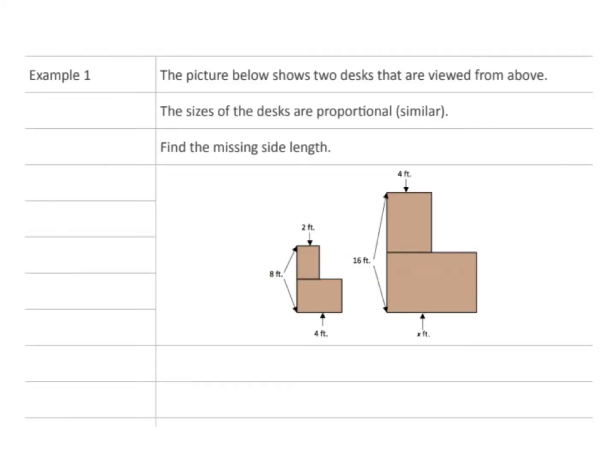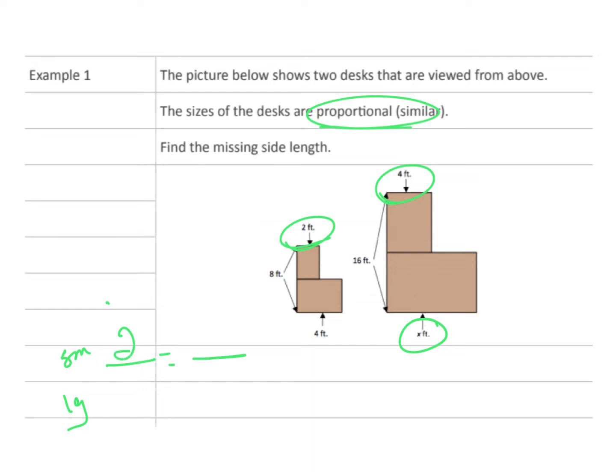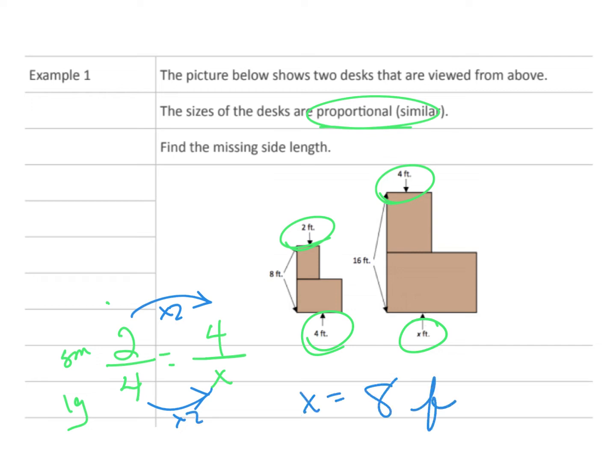Let's do some more. The picture below shows 2 desks that are viewed from above. The sizes of the desks are proportional, and everything we talk about is going to be proportional. Find the missing side. Here's our missing side. So I'm going to set up a proportion. I'm going to go for the small desk on top, the large desk on the bottom. So I'm going to use 2 to 4, which means it's going to be 4 to x. So again, go the easy way, multiply by 2. So multiply by 2, x is 8 feet. So this would be 8 feet long.